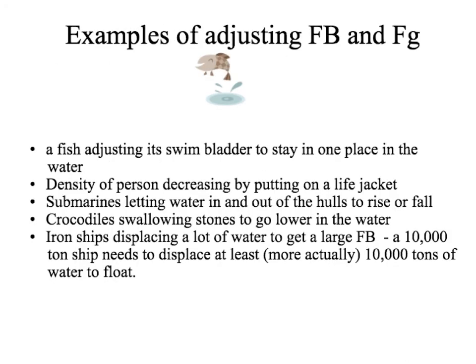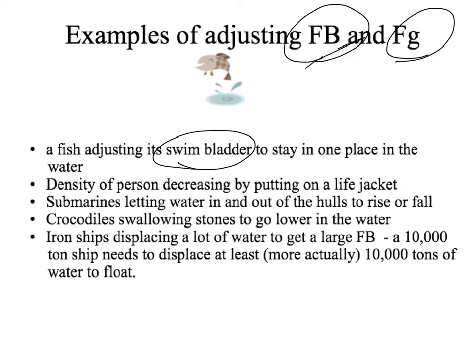Some examples of adjusting F sub B and F sub G. A fish adjusting its swim bladder puts more air into its swim bladder and becomes lighter, so it adjusts its F sub G. It might displace a little bit more water, it might swell up a little bit, so that would affect the buoyant force because more fluid is displaced. But I think with this that the fish really is adjusting its weight, okay? And then of course its buoyant force is however much fluid it can displace.